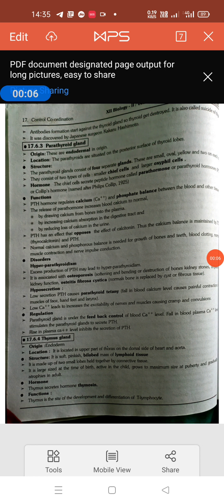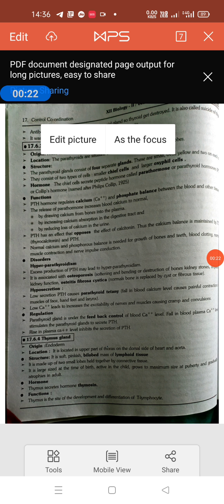So in the last period we studied the thyroid gland, and today we have to start the parathyroid gland. We are now going to talk about the parathyroid gland. So the parathyroid glands are endodermal in origin.